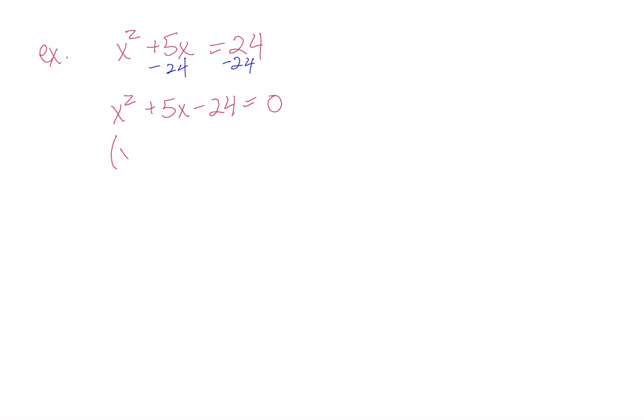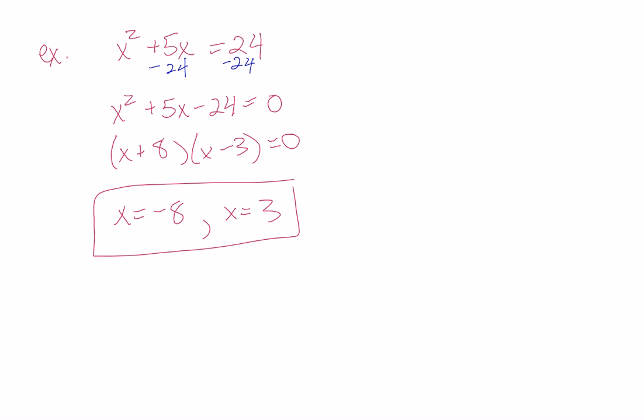Now we can do our sum and product. What times what is 24? 12 and 2, that's not going to work. 24 and 1, that's not going to work. 8 and 3 will work, as long as we have positive 8 and negative 3. Then our solutions will be the opposites, negative 8 and positive 3. And we're done.